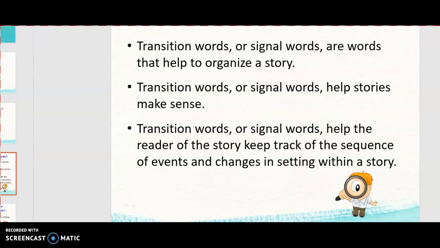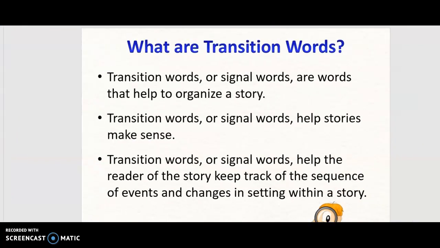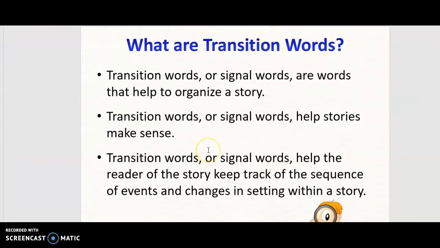And this gives you even more information about transition words. Let me move my screen here so you can see a little better. So what are transition words, guys? Transition words or signal words are words that help to organize a story. Transition words or signal words help stories make sense. They help the reader to keep track of the sequence of events, when things are happening in the story, and even changes in setting within the story.